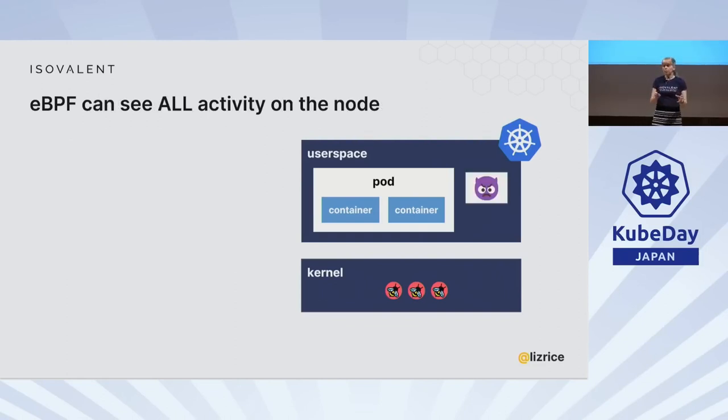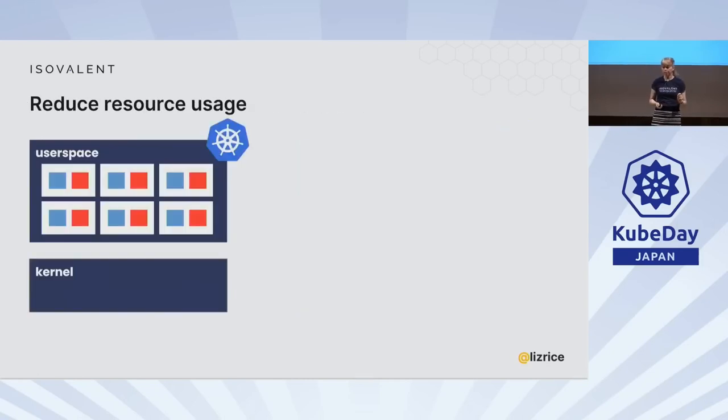Also, eBPF is going to be aware of all the activity on that node, even if it's malicious activity, as well as the expected activity. So tooling can see malicious processes running on the node.